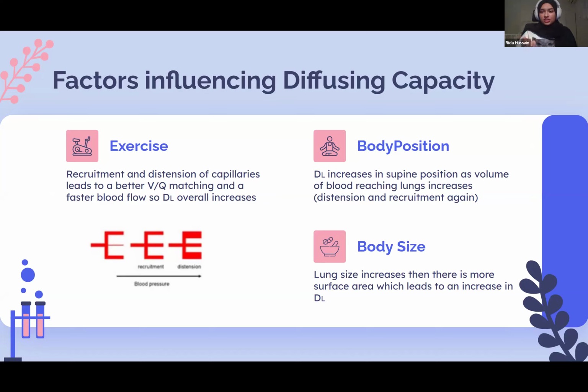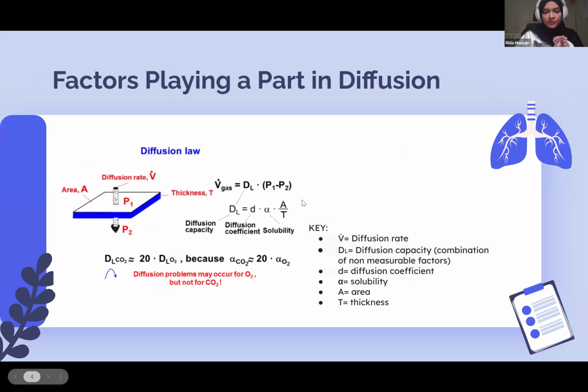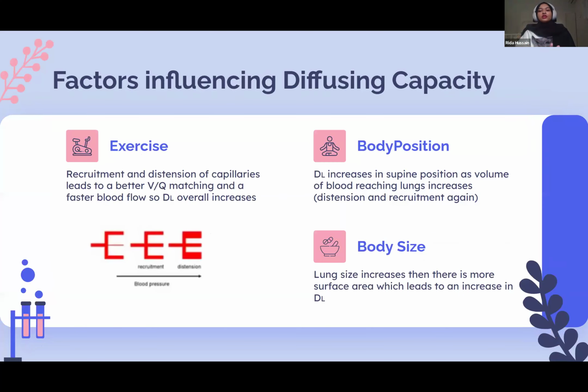So what does distension do? Distension increases the surface area and it decreases the thickness, in fact, because the vessels expand. So the thickness is decreased by a very slight amount, but it does make a difference, right? So if we go back to the equation right over here, DL is directly proportional to the area. So if there is an increase in surface area, which is happening during exercise, then diffusion capacity will increase. And if thickness is decreasing, again, diffusion capacity will increase. So this is how exercise affects it.